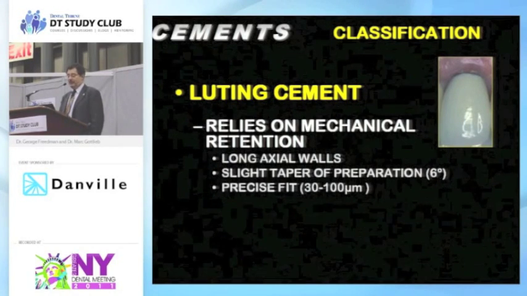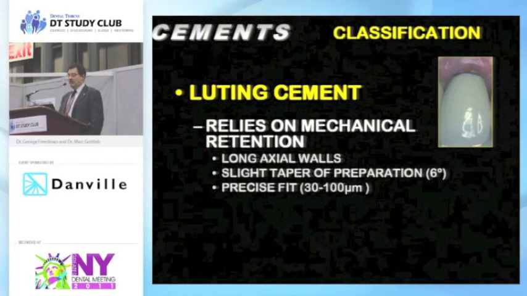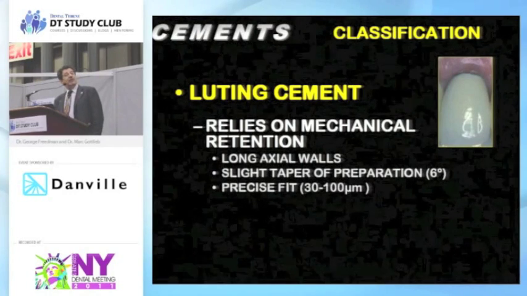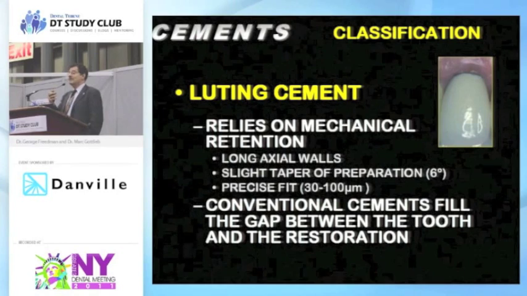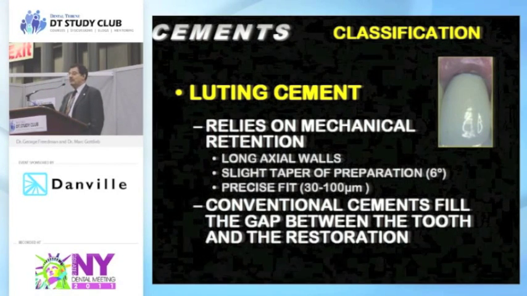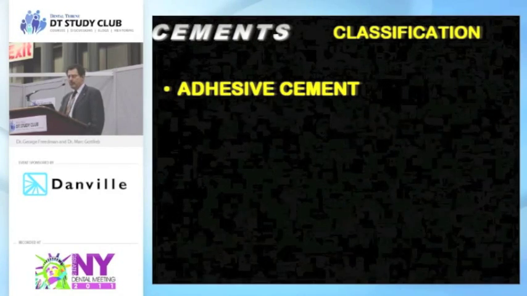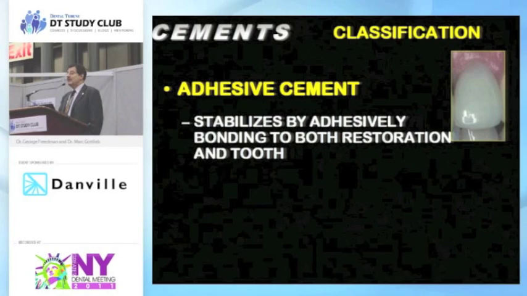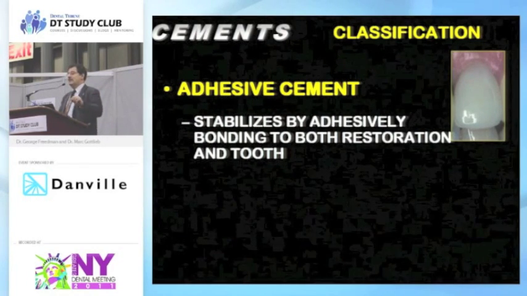Adhesive cements are different. Adhesive cements are stabilized by adhesively bonding to both the restoration and the tooth. And we can get much better margins, as you can see over here, much more continuous margins, margins that are not only physically better, but aesthetically better as well. We need adhesive surfaces on both our tooth and the restoration.